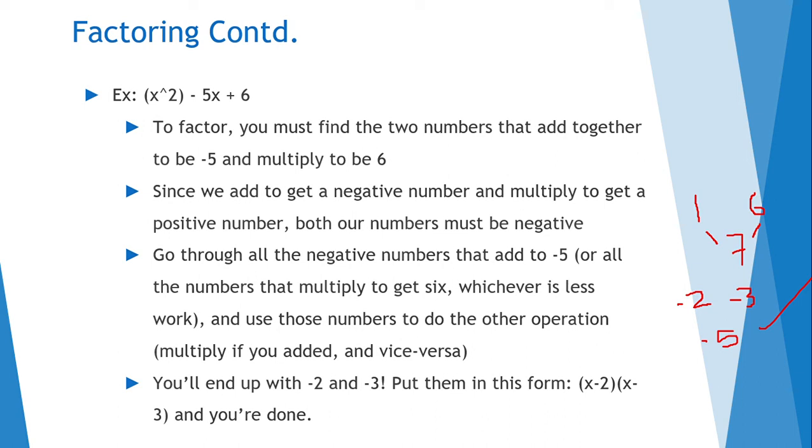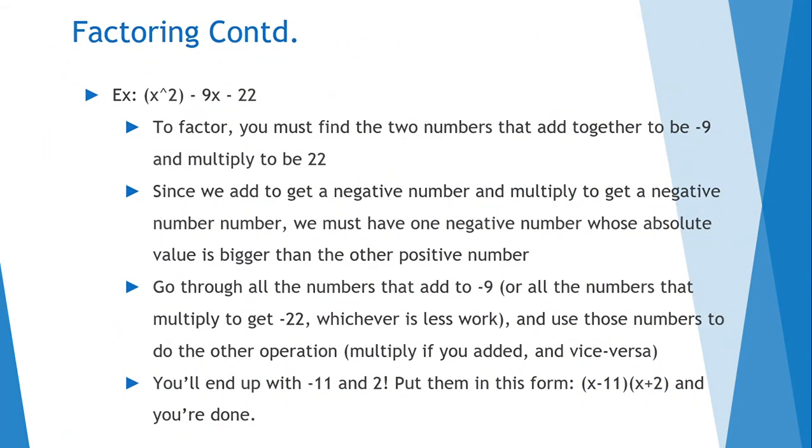And you'd want to put them in this factored form. Essentially that means two sets of parentheses enclosing the two factors. So we'd have x minus 2 and x minus 3. Essentially, add the factors to x, and then multiply it by the other factor where you've added x to the other factor.